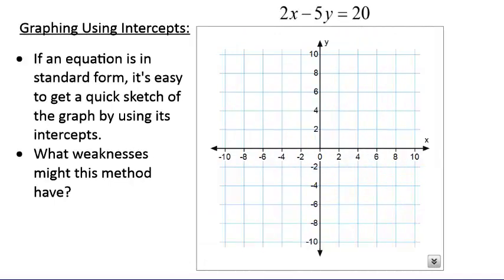Now, if an equation is in standard form, we can do something a little bit different. Instead of having to convert this into slope-intercept form and then graph it like I just showed you, we can use the intercepts. Okay, remember the intercept of a function is the place where the function either crosses the x-axis or the y-axis. So it's a point where the graph intercepts the x or y-axis. Now here's something important to think about.